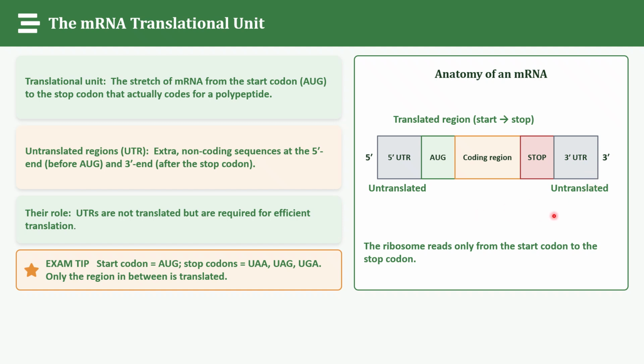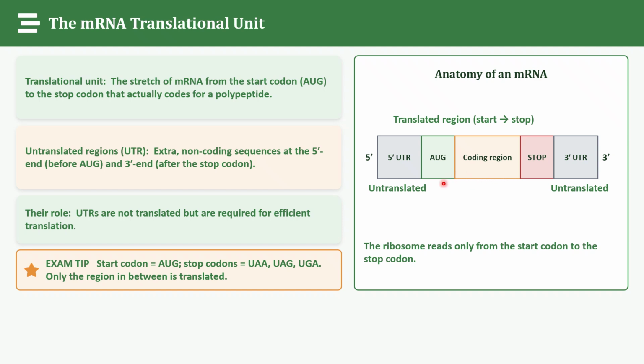So these regions are not translated into amino acids, but they are very important for the translation process. So you can see the mRNA strand can be represented as this, 5' to 3'. You can see the UTR here, and this is a start codon, and these are some coding regions.